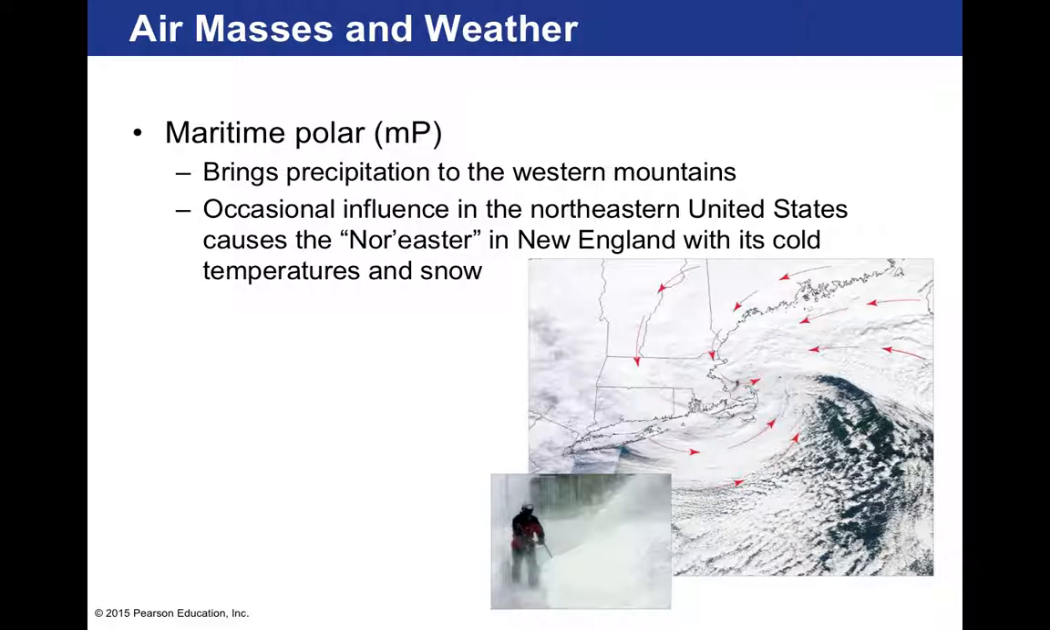The maritime polar air masses bring precipitation to the western mountains, but they occasionally influence the northeastern United States when they could cause what's called a nor'easter in the New England area. We actually just had a nor'easter this past winter, and it's a little bit more complicated than what this slide is making it out to be. There actually have to be two different fronts colliding, two different cyclones colliding at one location, and depending on where that is relative to these air masses, you will have a lot of precipitation. But it is possible to happen in the eastern, northeastern part of the United States, and it just happened this year.